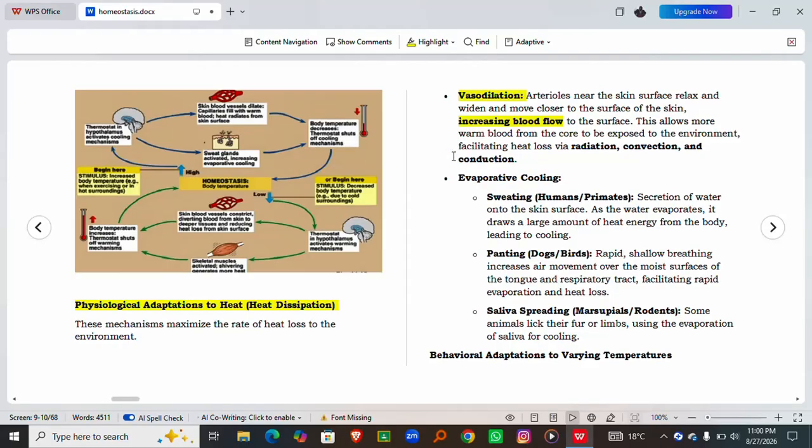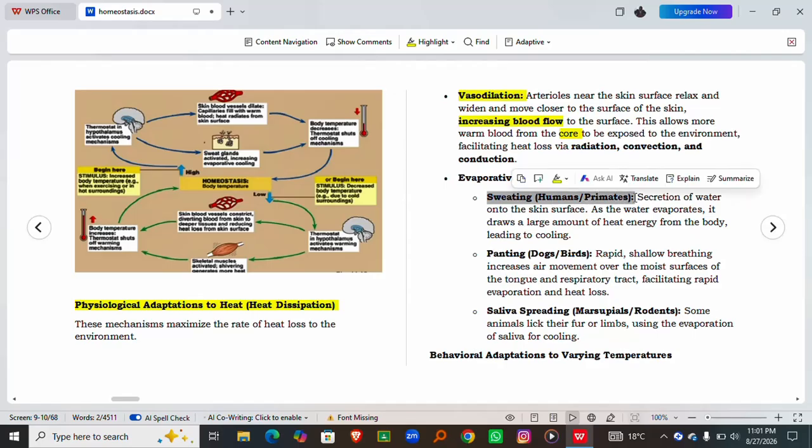So this allows more warm blood from the internal parts, that is what we call the core, to get exposed to the environment, and therefore heat can be lost from the blood by radiation, convection, and conduction. The second point is evaporative cooling. It is also another physiological adaptation. For example, we look at sweating.